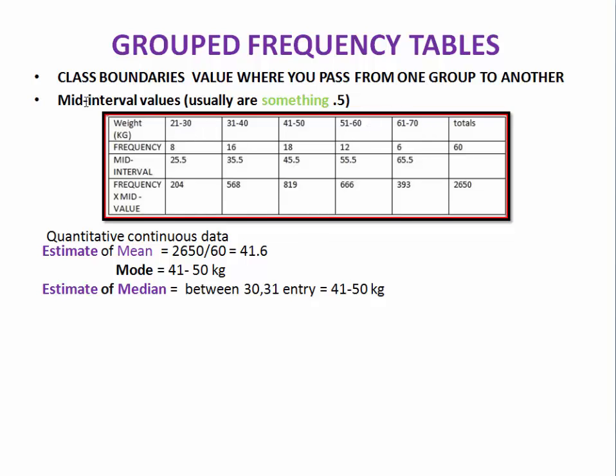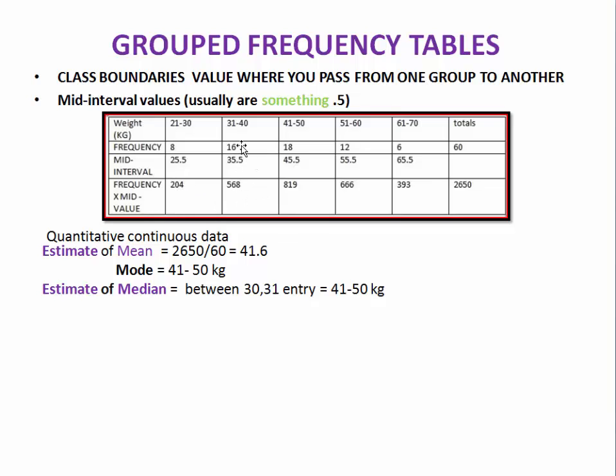And then mid-interval values, they're again usually 0.5 something. So our mid-interval value is the middle between 21 and 30, which is 25.5. The middle 31 and 40, 35.5, and so forth. And then this column is the mid value multiplied by the frequency. So 244 multiplied by 25.5, 204.